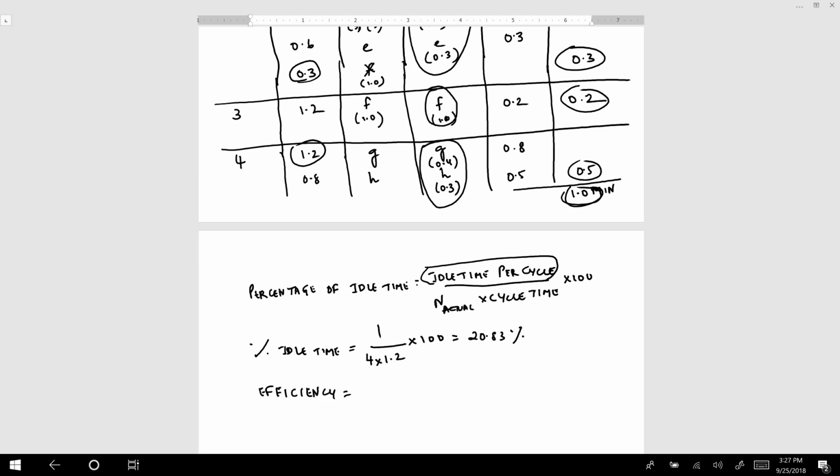And then finally, efficiency is 100% minus percent idle time, which is 20.83, so this is going to be 79.17%. So if we have the workstations assigned this way, the efficiency will be around 79.17%. So this concludes my lecture on line balancing. Thank you.